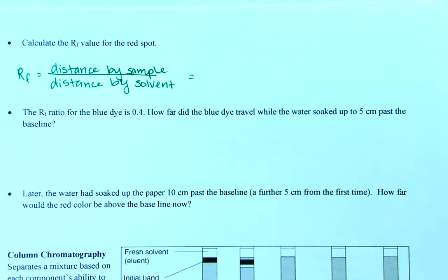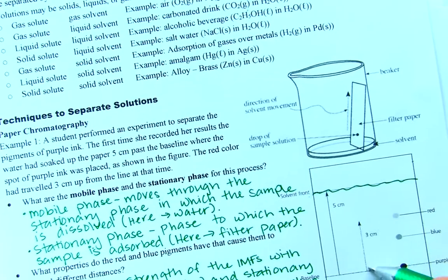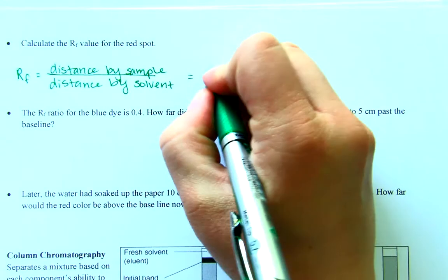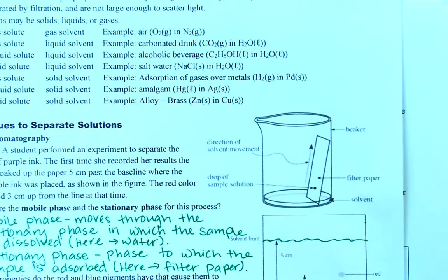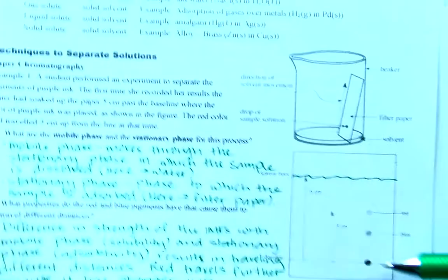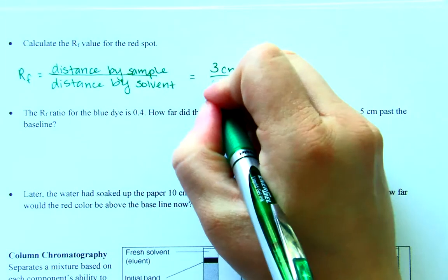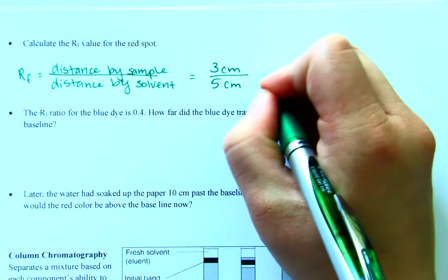So what we're going to do here is just plug in those numbers. For the distance by the sample, we're looking at red. That was 3 centimeters, so 3 centimeters on top. And then overall, the solvent front, the distance that the solvent traveled, is going to be 5 centimeters. So 3 divided by 5. The RF value is 0.60.